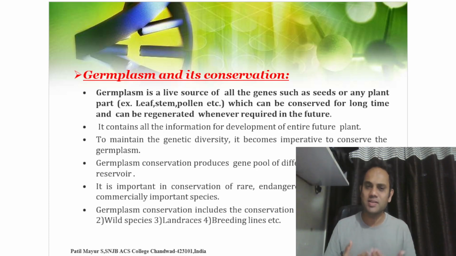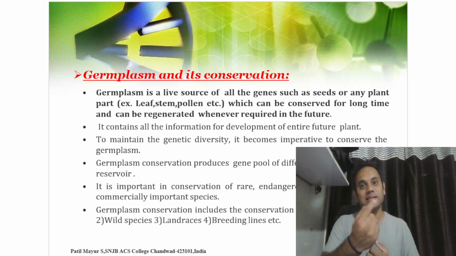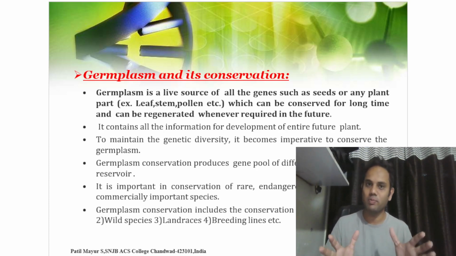Even animal cells and plant cells can be germplasm, because we know tissue culture technology is there, and because of it we are able to generate an entire plant from a single cell. So that single cell can be a germplasm in case of plants. It is not possible in case of animals. So what are the different characteristics this germplasm has?